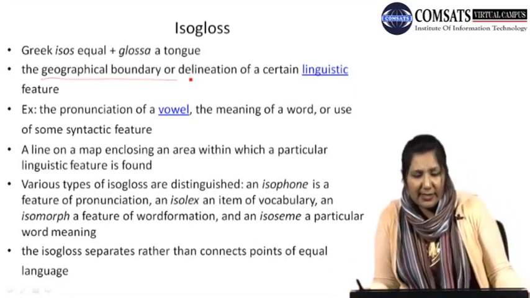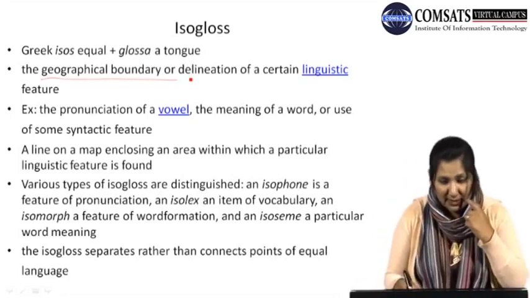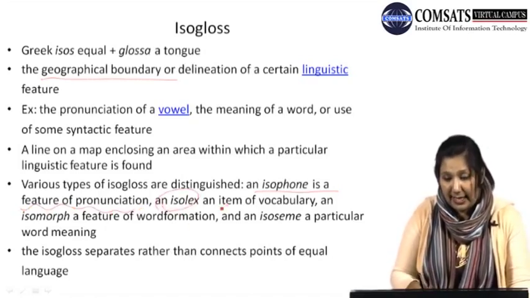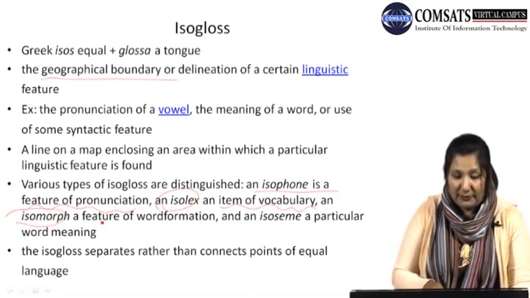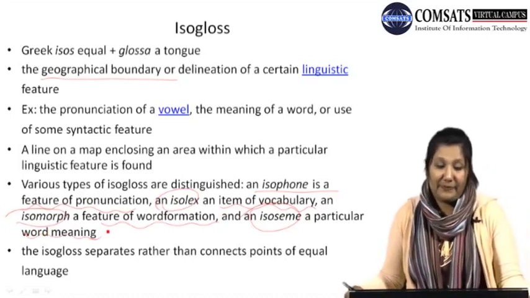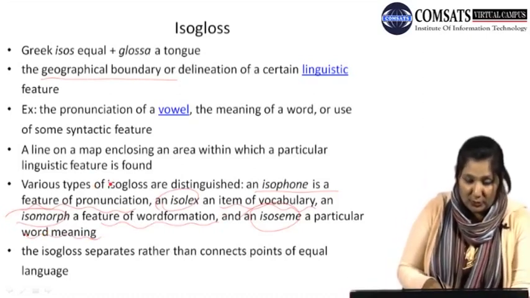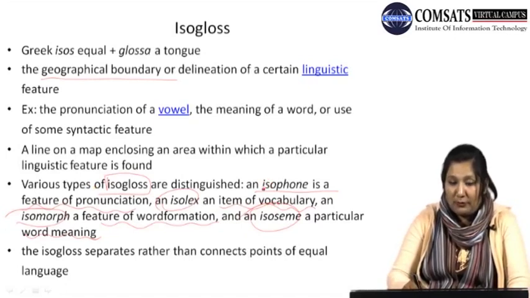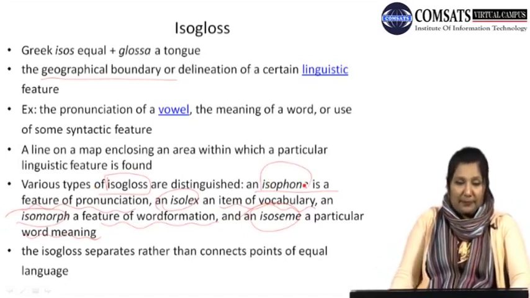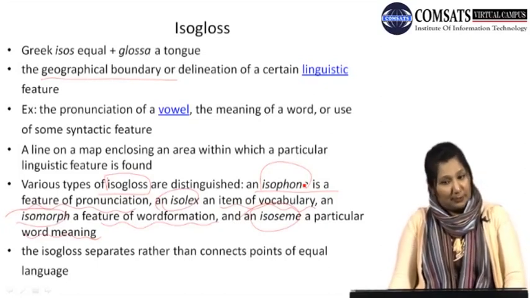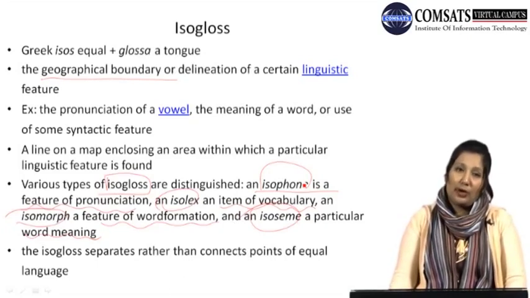Various types of isoglosses are distinguished. Isophone is a feature of pronunciation. Isolex is an item of vocabulary. An isomorph is a feature of word formation. Isoseme is a particular word meaning. These are things that we have not discussed before. Phone is from phoneme, a feature of pronunciation. Isolex, from lexicon, is an item of vocabulary. Isomorph is a feature of word formation, and isoseme is a particular word meaning.